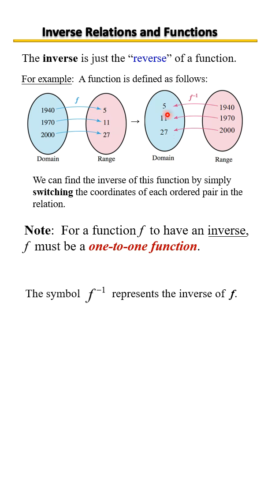Notice that the numerical value is now my x value and the year is now my y value. So we can find the inverse of a function by simply swapping the coordinates of each ordered pair in the relation. Now you must note that for a function to have an inverse, the function must be a one-to-one function. And the symbol you see, of the function with a -1 as its exponent, represents the inverse of a function. So anytime you see this symbol, this is the inverse of the function itself.